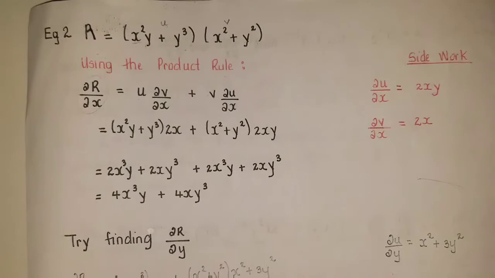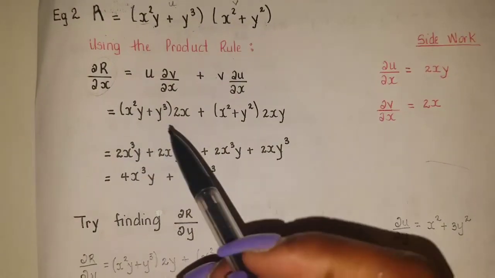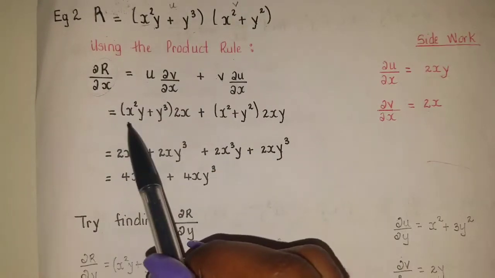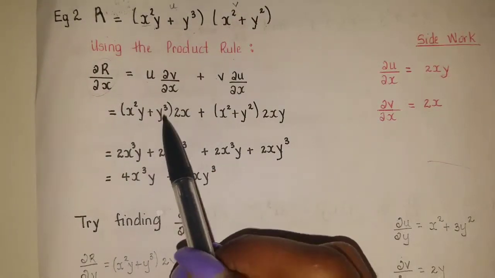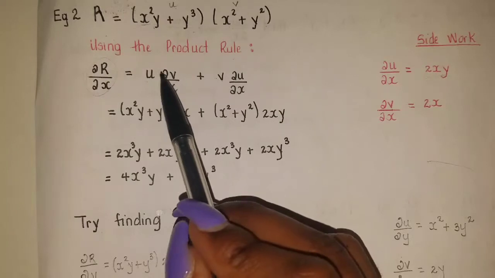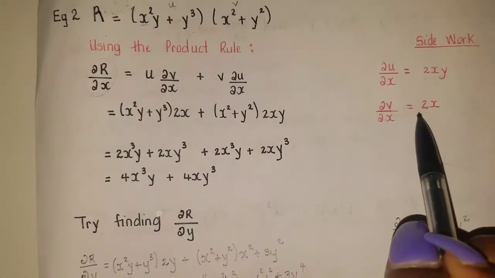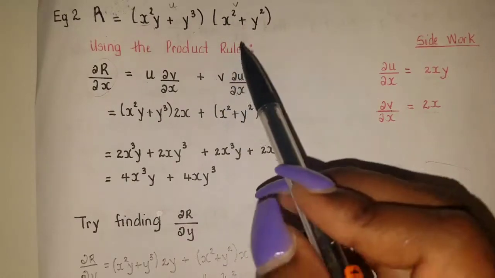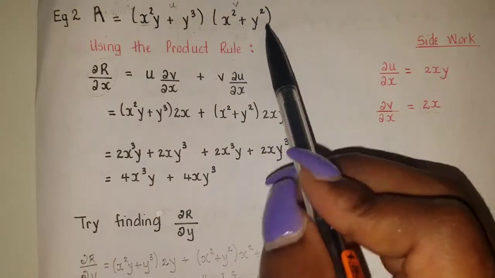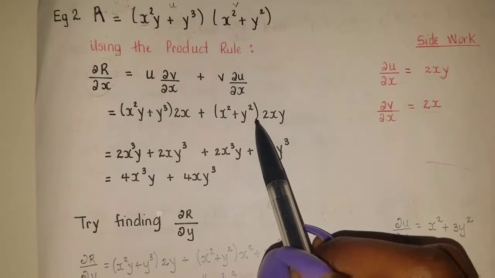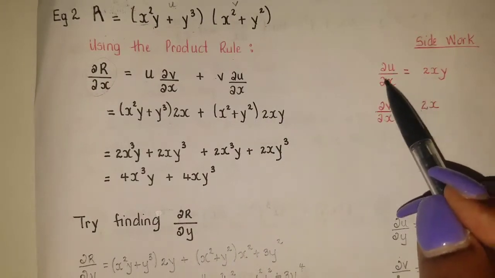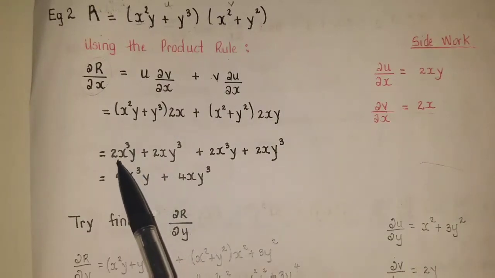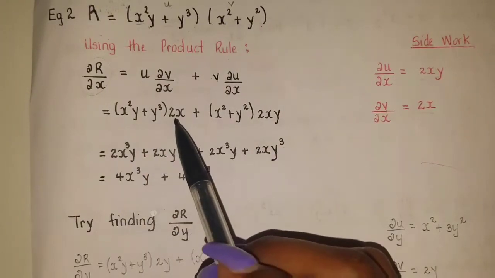So now we can plug everything into the formula for the product rule. So we'll put down the u function, x squared y plus y cubed, multiply by the partial derivative of v, which was 2x, plus the v function, x squared plus y squared, and that gets multiplied by the partial derivative of u, which was 2xy. In the line below, we simply expand.